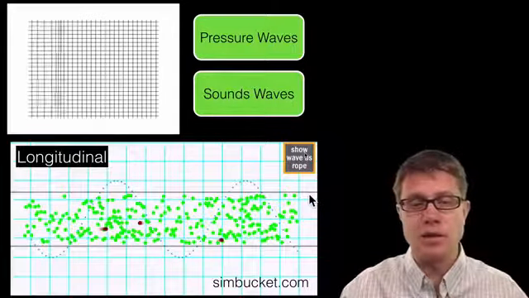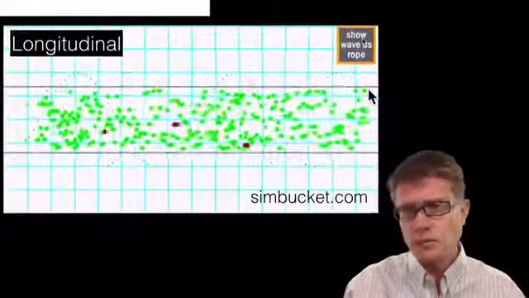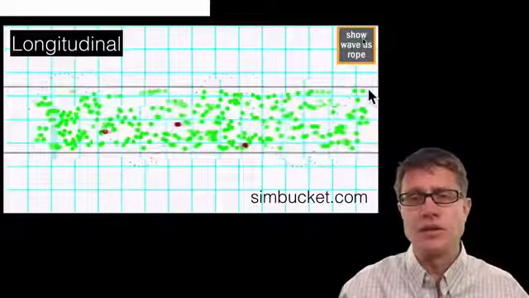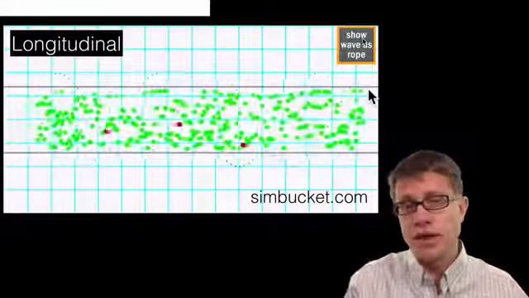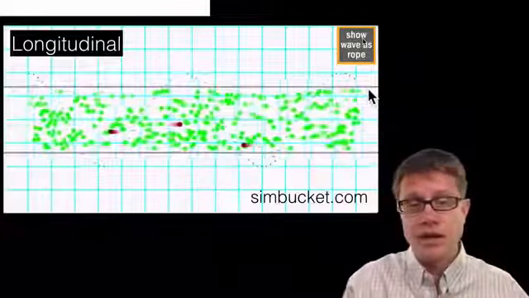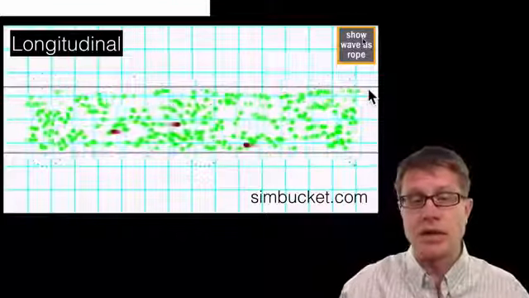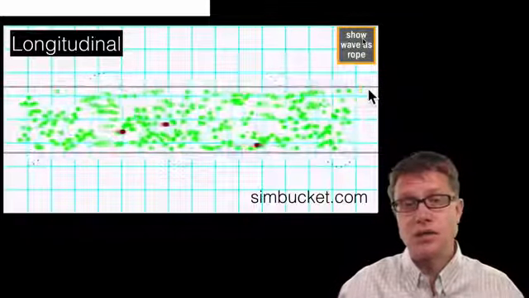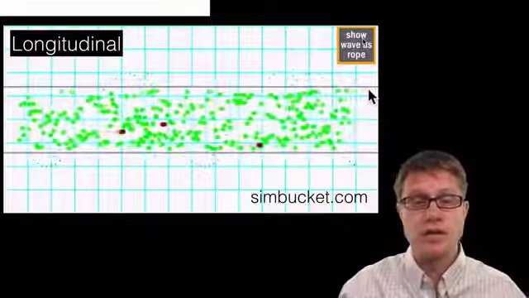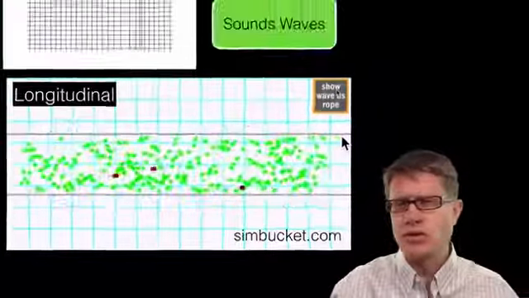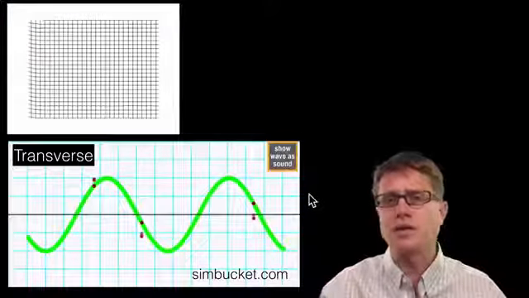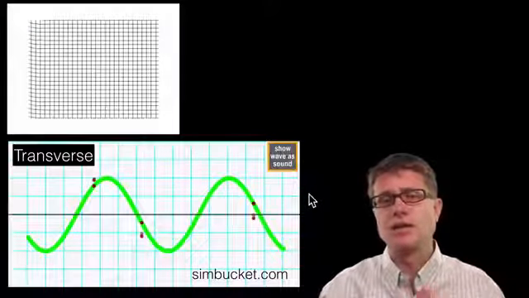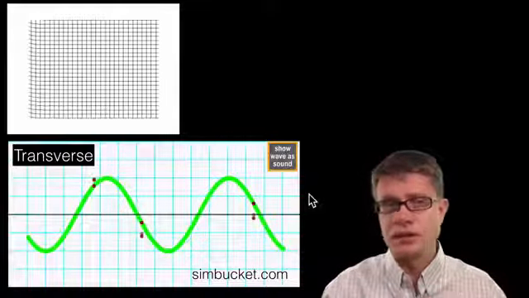If we were to look at the SimBucket simulation down below, the green particles, as they move back and forth, are transferring energy from left to right. That's represented by the dotted line right here, but you can see that the particles are moving in the direction that the wave is actually moving in. And so that's a longitudinal wave. What's a transverse wave look like? Well, I always think of the T in transverse. It tells me that it's going to be perpendicular to the motion.